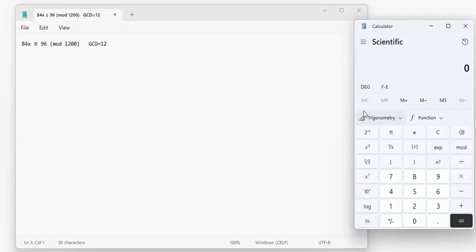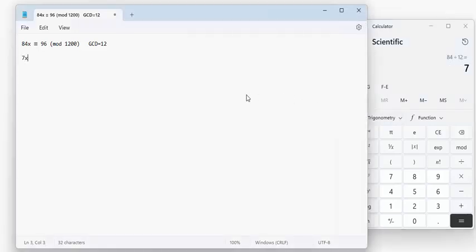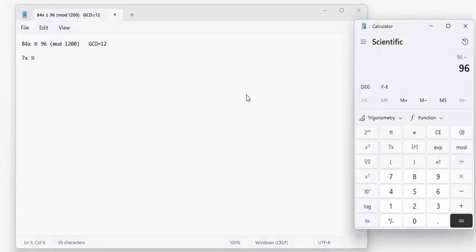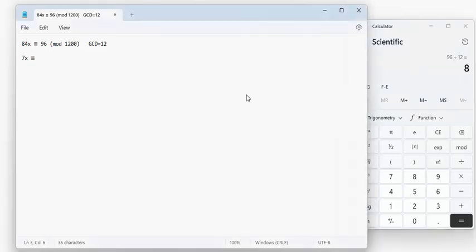So 84 divided by 12 is 7. We have 7x congruent to 96 divided by 12, which is 8, mod 1200 divided by 12, which is 100. So we are looking for the value of x. And there will be 12 solutions, and the separation between the solutions will be 100.